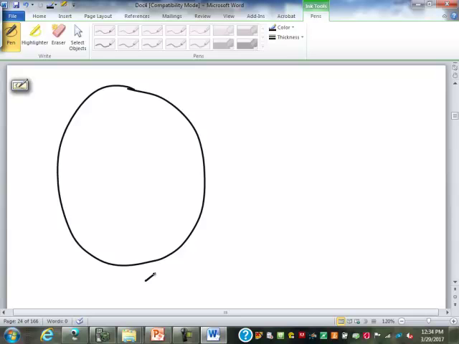If we have a line that touches the circle but doesn't go into it, that is called a tangent. It's possible for a line to be tangent to a circle. It's also possible for two circles to be tangent to each other. They just touch surfaces, but they don't intersect. They don't penetrate each other.